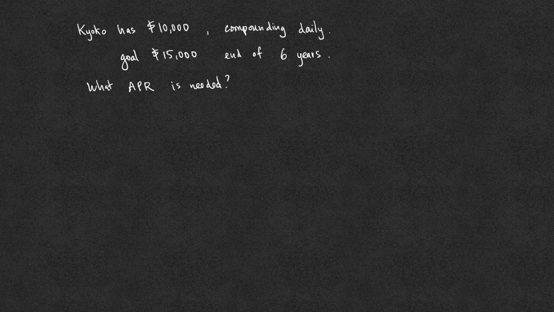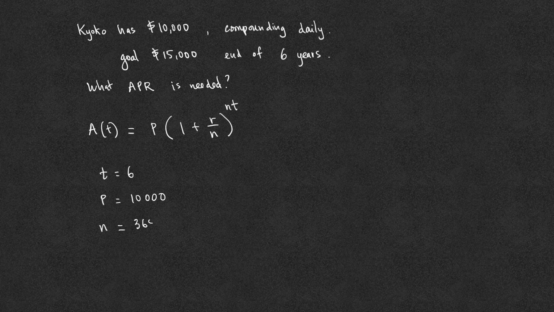This is an investment problem with compound interest, and so we will use the amount at any time t equals the principal times the quantity 1 plus r over n, raised to the power n times t. In this case, t is 6 years. The principal, or the present value, is $10,000. The interest is compounding daily, so n, the number of times the interest compounds in a year, is 365. Sometimes people use 360, but we will use 365.